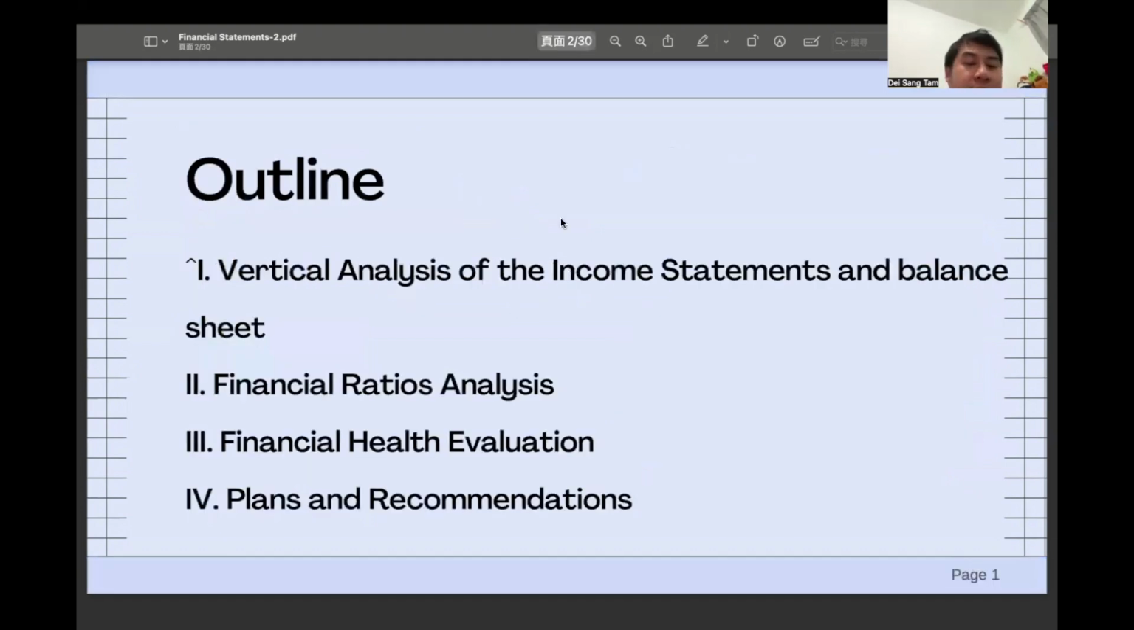And here is the outline. First of all, I will talk about the vertical analysis of the income statements and the balance sheets. Afterwards, Oliver will talk about the financial ratios analysis. Next, Josephine will talk about the financial health evaluation. Last but not least, Angeline will talk about the plans and recommendations.